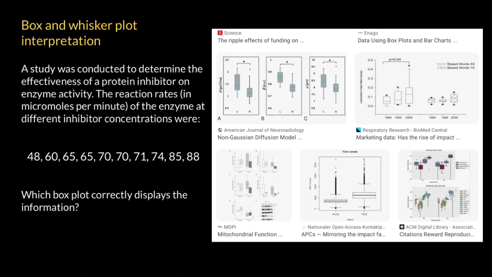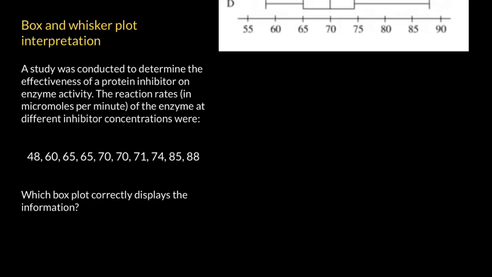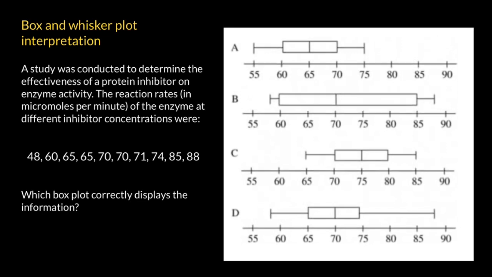And I am going to explain how to interpret this information by solving a simple quiz question, or it can be an exam question. And our question of the day is going to be based on this picture. So, a study was conducted to determine the effectiveness of the protein inhibitor on enzyme activity. The reaction rates in micromoles per minute of the enzyme at the different inhibitor concentrations were, and here is a set of numbers, and here is a question: which box plot correctly displays the information?